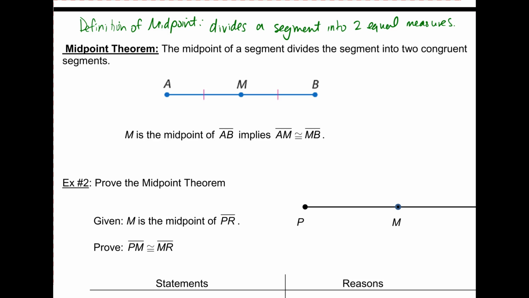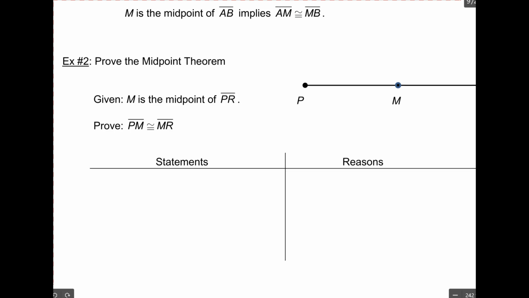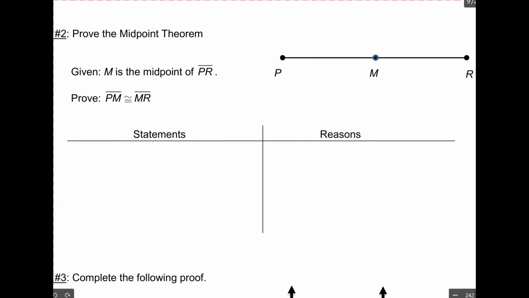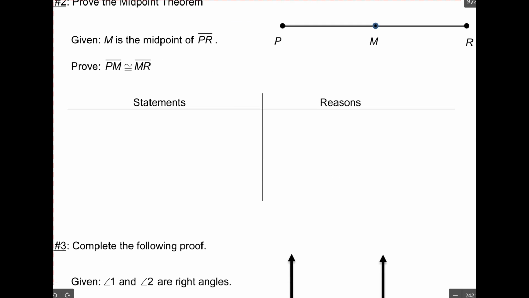I want to prove that this midpoint means that this length is the same as that length. Sorry, we are given the fact that M is the midpoint of P and R. We want to prove that the lengths on each side are equivalent. So the first thing I want to do with my proof is list out the given.